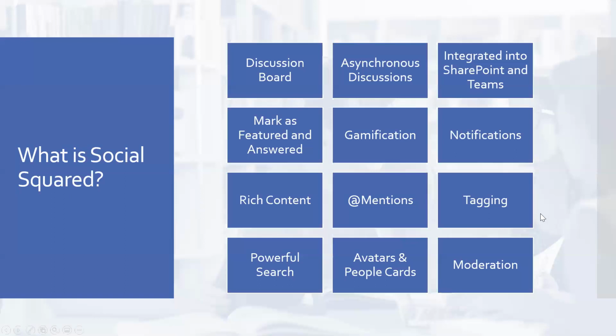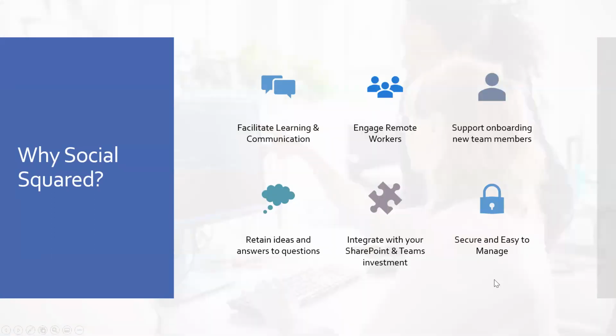You can tag content to make it easily found, and that's either through the tagging or also through the powerful search. And we've also got avatars and people cards now inside of Social Squared to improve the ability to see who's actually posting and who's replying to you. And then finally, there's also moderation as well. So as a moderator, you can approve posts, you can move them to more appropriate forums and that type of thing.